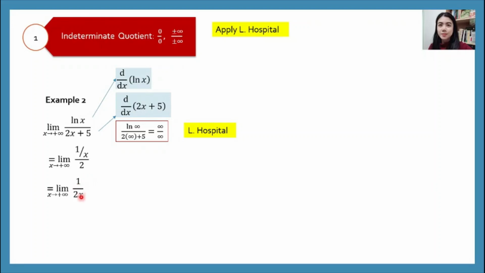What happens if you have 1 over 2x and x approaches positive infinity? You will have basically 1 over infinity. 1 over infinity is actually equal to 0. And here you have 2 multiplied with infinity. 2 multiplied by infinity will actually give you infinity also. So the answer is actually 0.